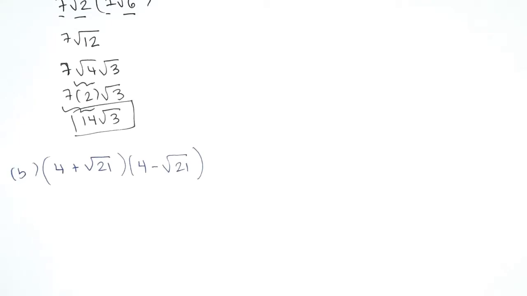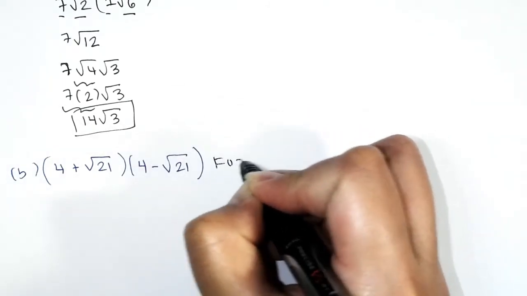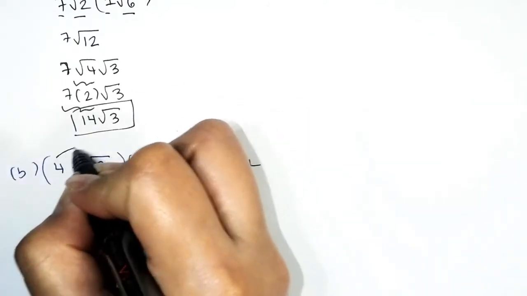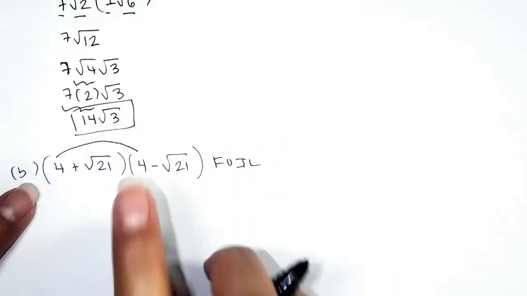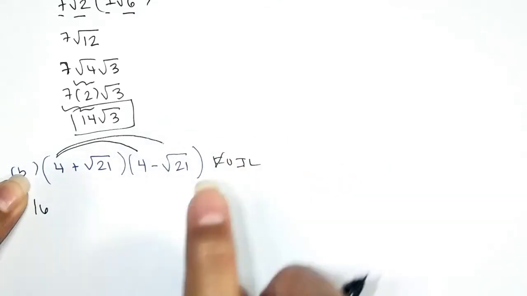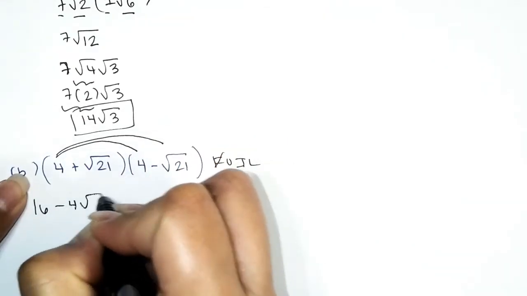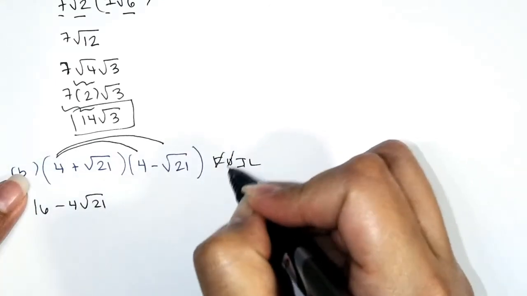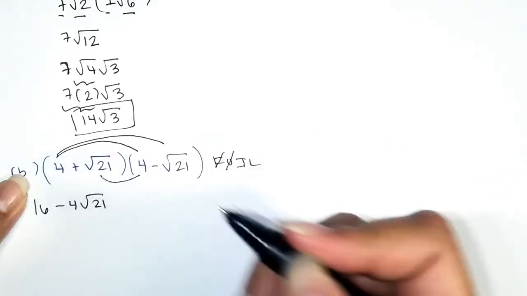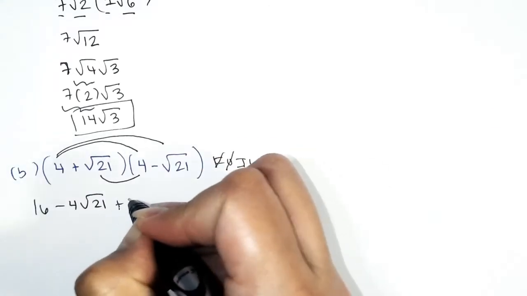So let's do this. We have 2 terms times 2 terms. Let's go ahead and FOIL out this bad boy. Product of the first terms, namely 4 and itself, will give us 16. Product of the outer terms, 4 times the square root of 21, will give us 4 times the square root of 21, but it's negative. Product of the inner terms, square root of 21 times 4, is just square root of 21 times 4, but we'll put the integer factor first.